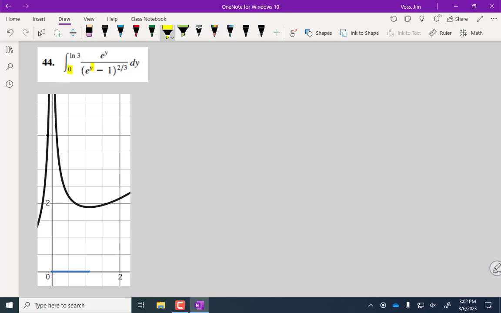Anyone not see that? So if we plug in 0, we have e to the 0, which is 1. 1 minus 1 is 0, so we have division by 0. That means we have a VA, vertical asymptote. It's undefined at 0. So that immediately tells us that we need to convert to a limit. We know it's an improper integral. We want to make it a definite integral, so we're going to put in a c there. So we're going to go from c up to natural log of 3.